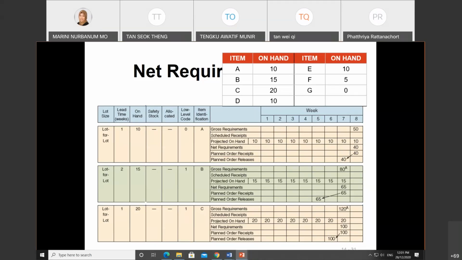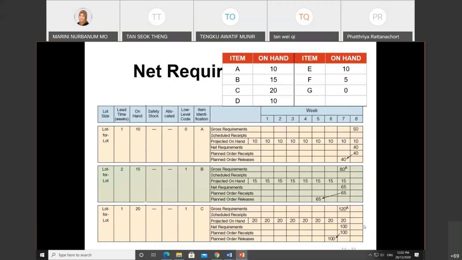Refer to the parent. Always refer to the parent. Like for example, I said just now, from A, plan order release 40, you want to transfer to B, you don't take 40 because you need 2 Bs to make 1 A. So that's why it's 80. The product structure is very important. So that's why you need to start there first. Do the gross calculation and then you can do the on-hand inventory.